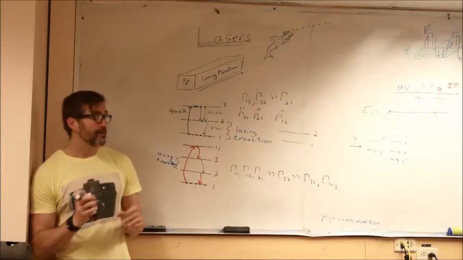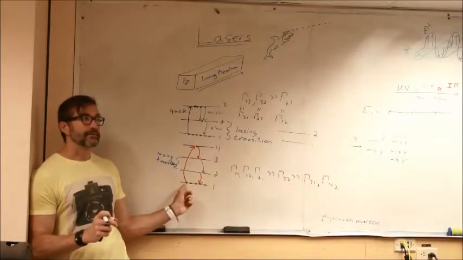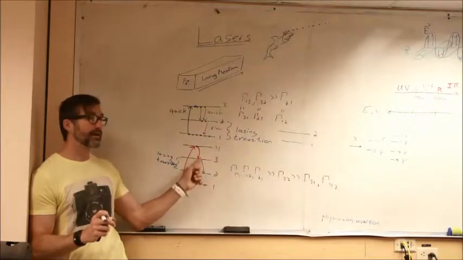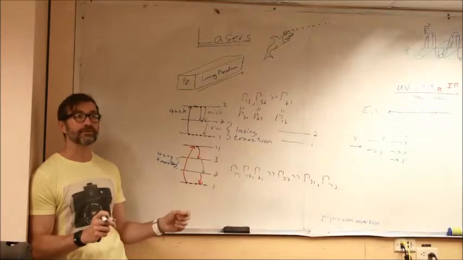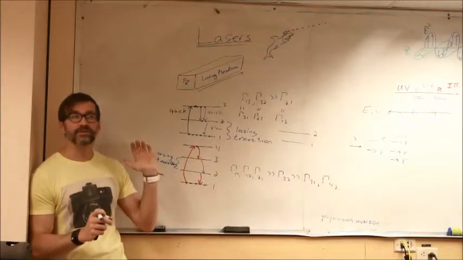But think about it. If I start out with all the electrons in the ground state and no electrons in level 2, how many electrons do I have to get in level 3 to have population inversion? 1. Nice. Okay. So a 4-state laser, you push the button, it comes on. No wait.